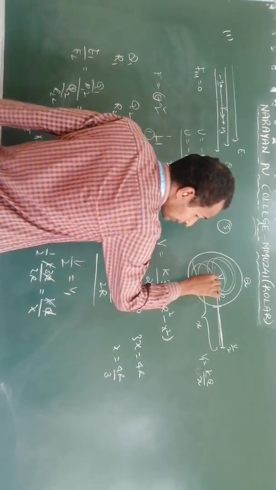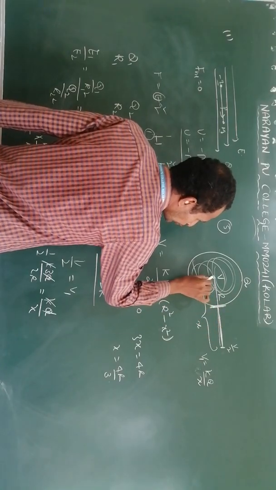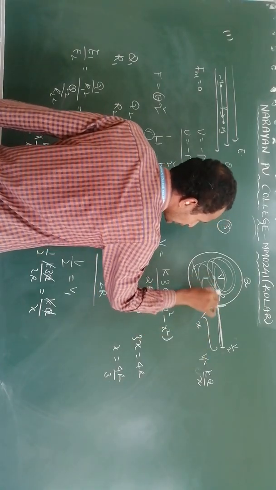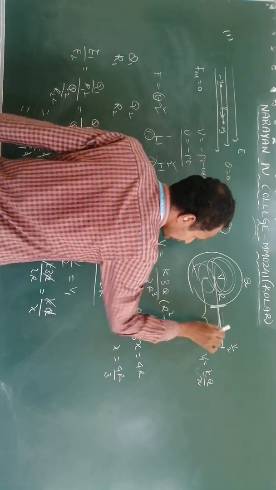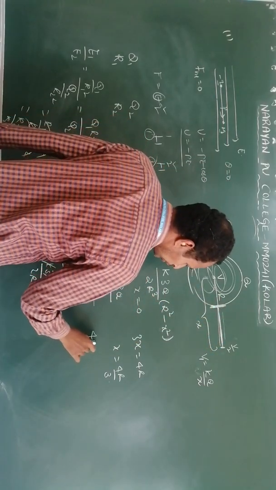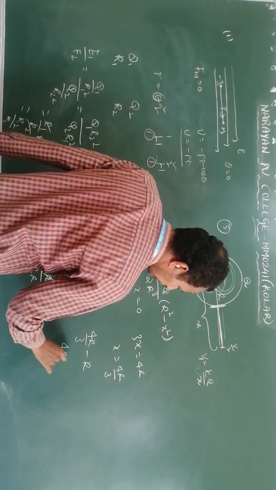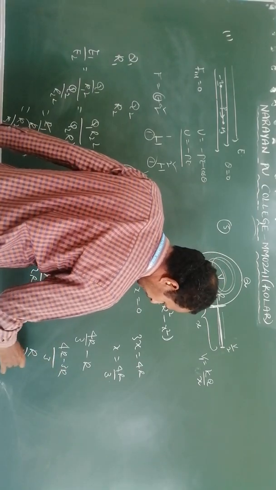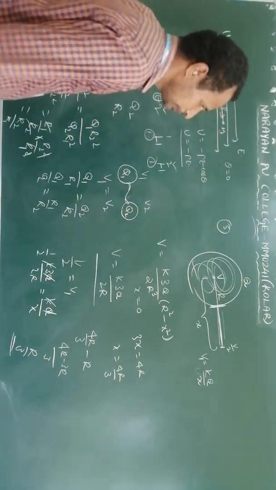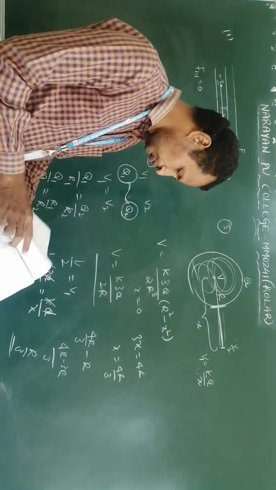X we take from the center, but the question asks from the surface. So total distance is x. From the center to the surface is r. From x you subtract r, you will get this distance. So 4r by 3 minus r, 4r minus 3r by 3. This is r by 2. Clear?